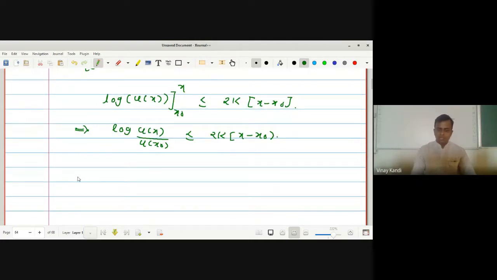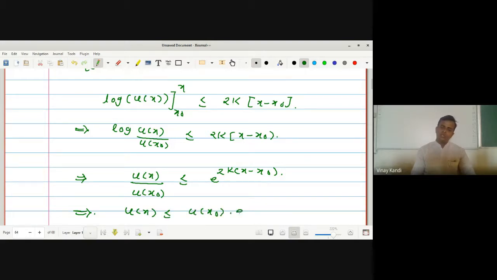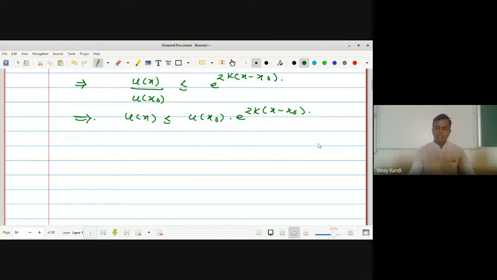Okay, this implies e raised to 2k u of x upon u of x naught is less than or equal to e raised to 2 into k into bracket x minus x naught, which implies u of x is less than or equal to u of x naught into e raised to 2k bracket x minus x naught. Okay, give it as an equation number 5.